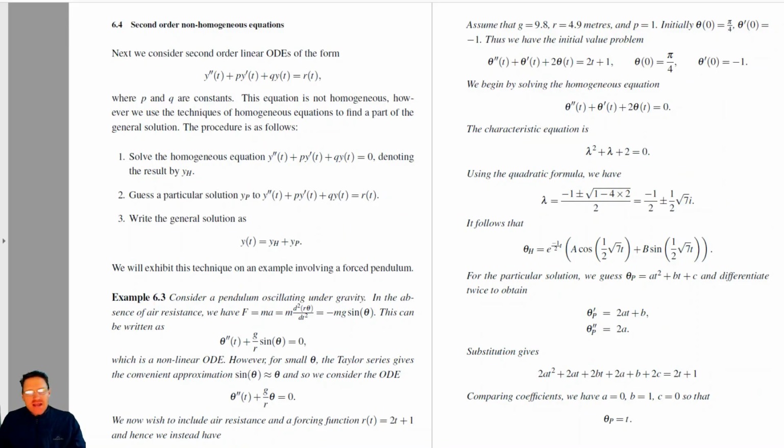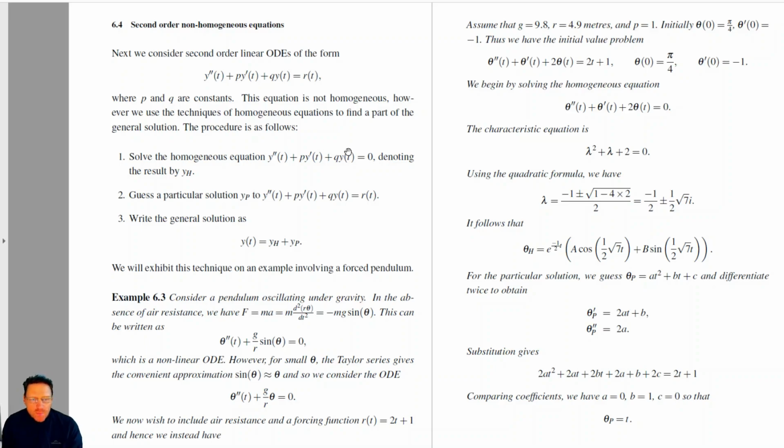Okay, so now let's have a look at second order non-homogeneous equations, where we don't have a 0 on the right hand side. Let's still assume that P and Q are constants and look at how we might solve such an equation.